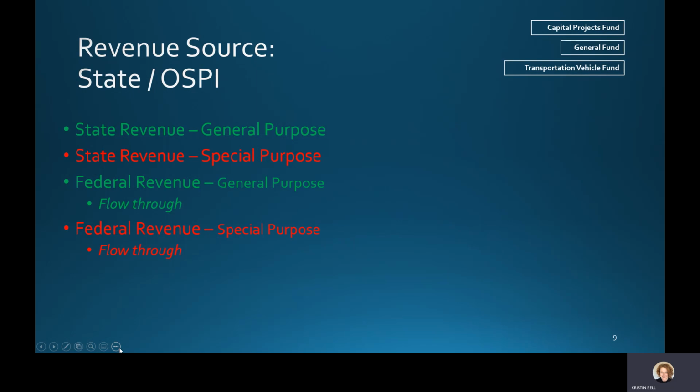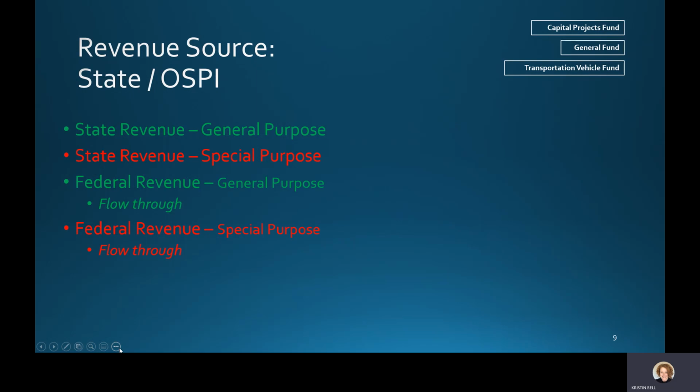Now, the state revenue general purpose you'll see is green. And that, again, we have some freedoms around how we spend those dollars, although there are some state revenue special purpose. And those have very intentional uses for those dollars. And we are expected to abide and be compliant with those, of course. And then under the federal revenue, it's similarly general purpose and special purpose as well. We do have a few dollars that are in the general purpose federal revenue. However, the majority of our federal revenue is in the special purpose flow through.